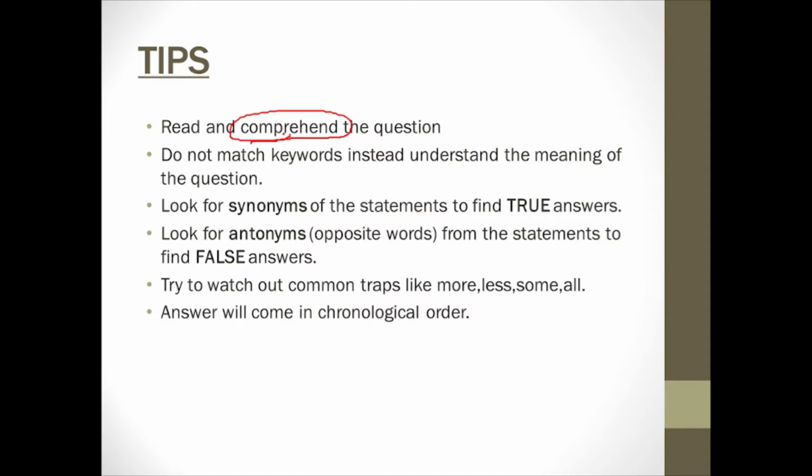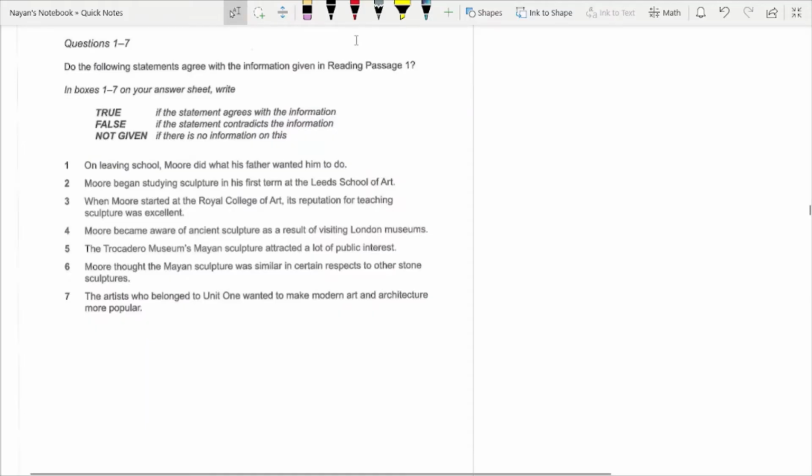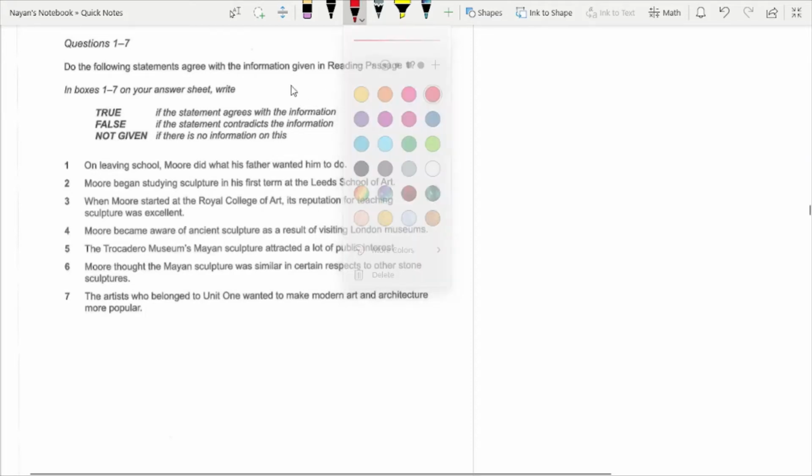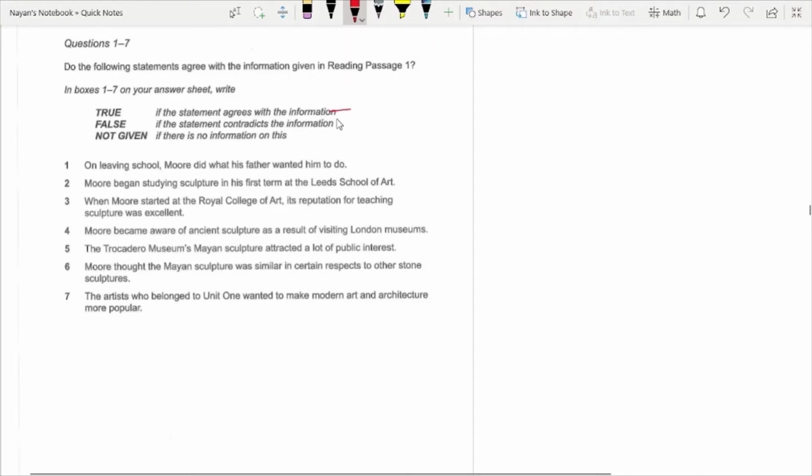Now we are going to solve an exercise which can help you in how to solve true, false, not given. There are 1 to 7 questions and a passage is mentioned for that. So let's solve this exercise. First thing, we have to read the instructions very carefully, what they are saying in the instructions. Here in the instructions they are saying that you have to mark true, false, or not given, right? If instead they have said you have to mark yes, no, or not given, your answer should be that.